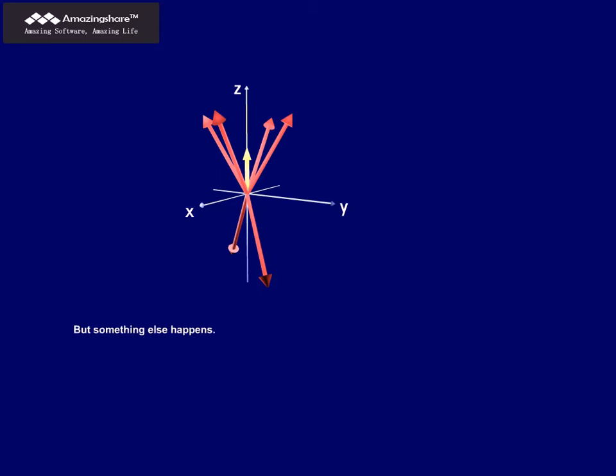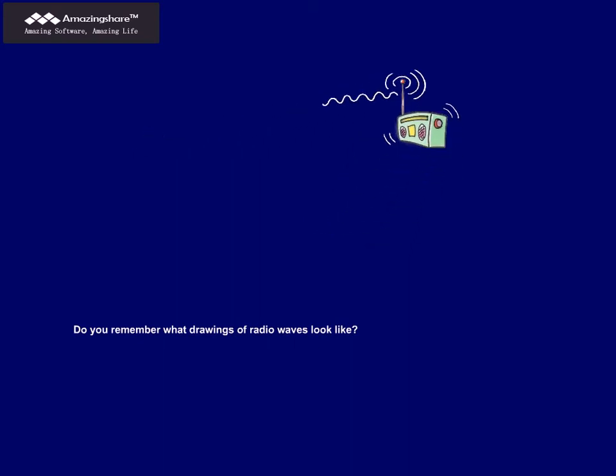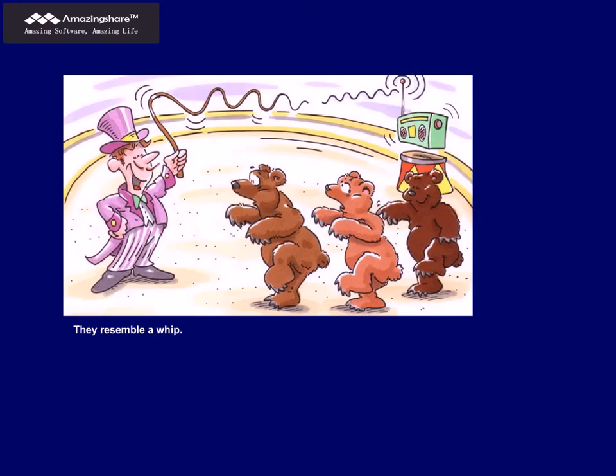But something else happens. Do you remember what drawings of radio waves look like? They resemble a whip. And what does a whip make the bears do? It makes them walk in line, in step, in sync. They are in phase.